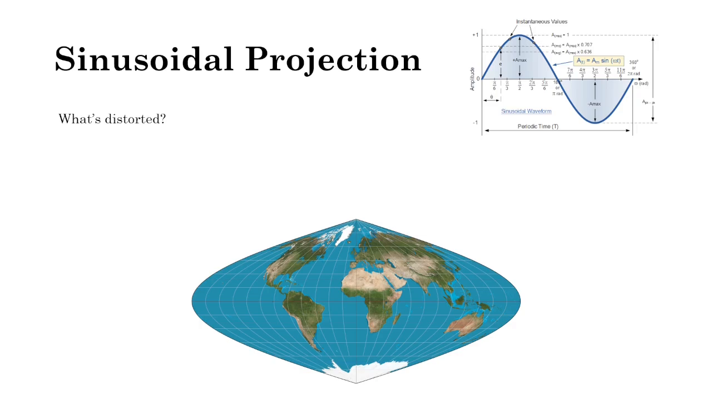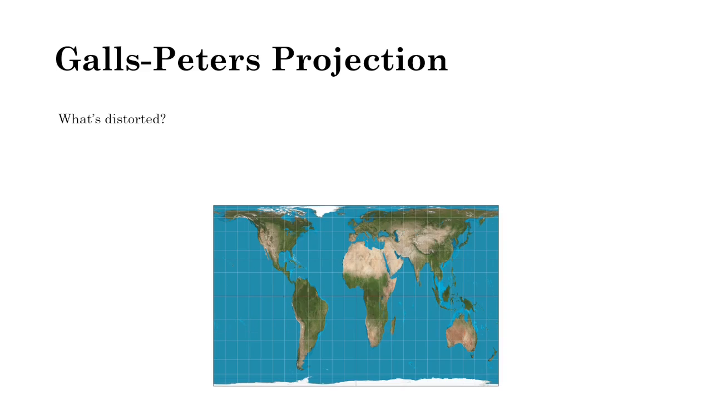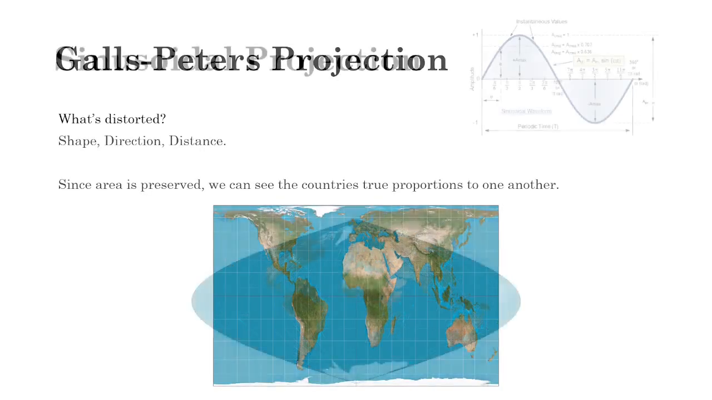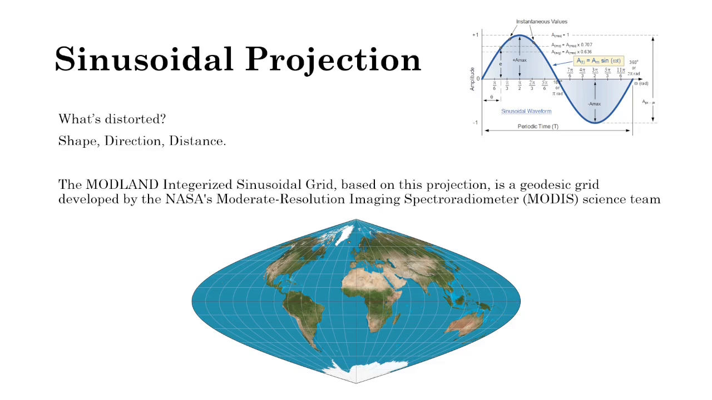So area looks pretty well preserved. South America looks bigger, 2 times as big as Europe. Okay, that's good. Area looks good. But distance is definitely messed up a little bit. Direction is messed up a little bit. Look how curvy this map is. And the shapes, they're curved as well. So everything but area is distorted. It's like the Gauss-Peters projection. It's showing the true size of the countries in a different way, but it's distorting everything else.